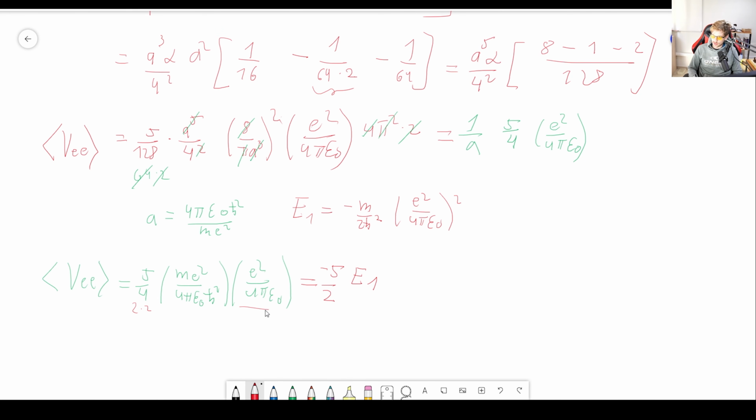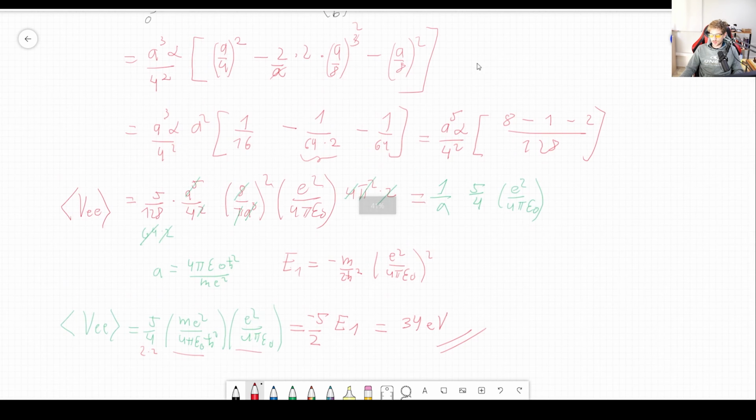Right, so we used all of this, we are only left with that part. And what is E1? E1 is, of course, minus 13.6. So we get 2.5 times 13.6, and this is going to be 34 electron volts. So that is the contribution from the interaction between both electrons.